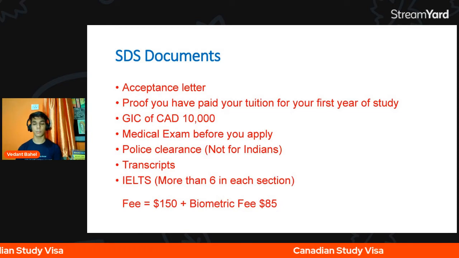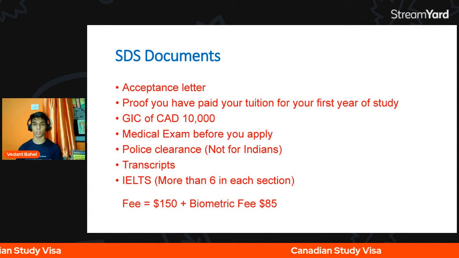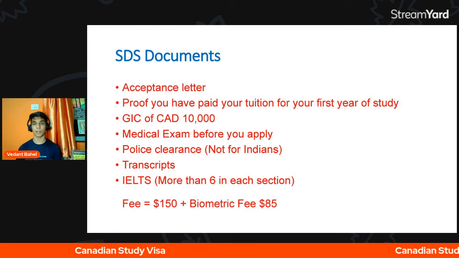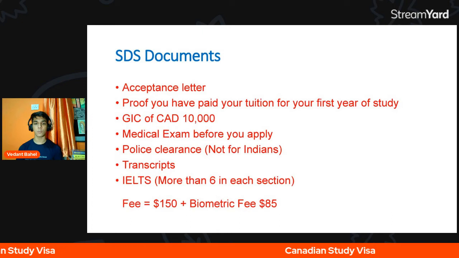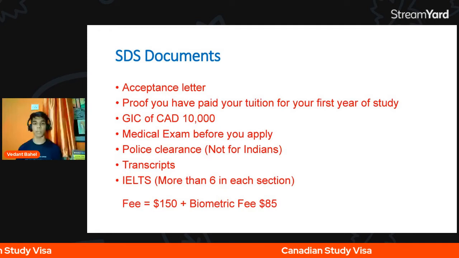The next is police clearance, which is mentioned on the website, but Indians don't require a police clearance certificate because we already do police clearance when we apply for a passport. The next is transcripts. You need transcripts of your post-secondary education, that is after your 12th probably. You need your recent transcripts of your bachelor's, the updated ones. And then the last one is IELTS, another compulsory thing for the SDS visa. You need to take the IELTS examination, the English language examination, and you should have at least 6 bands in each section of IELTS. That's the requirement for SDS.